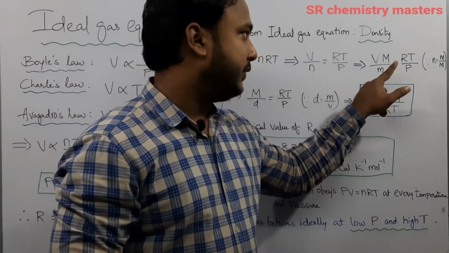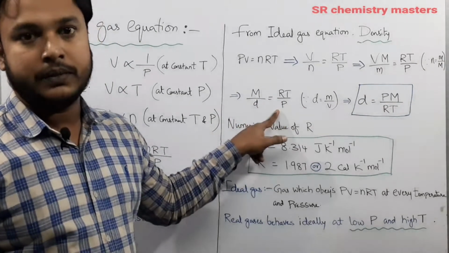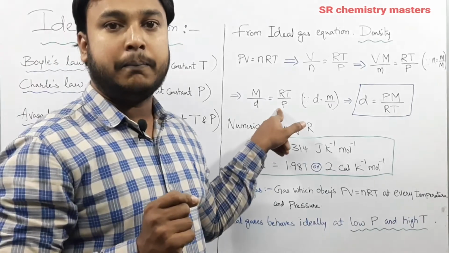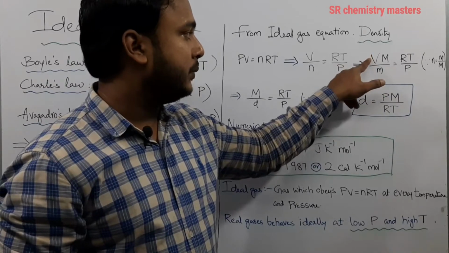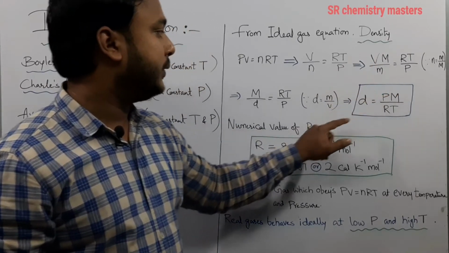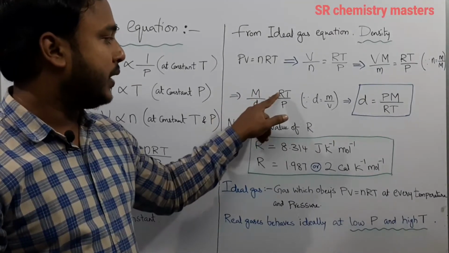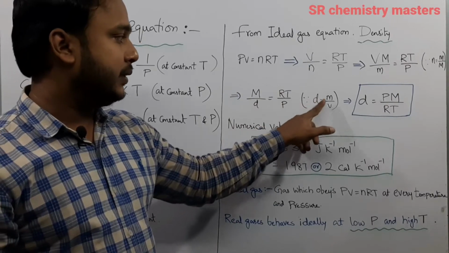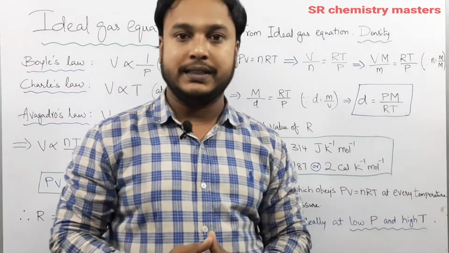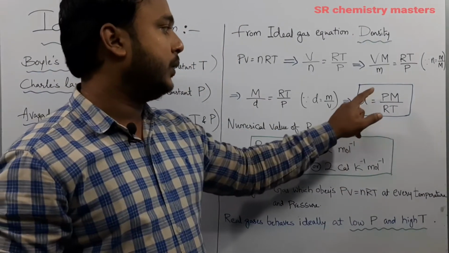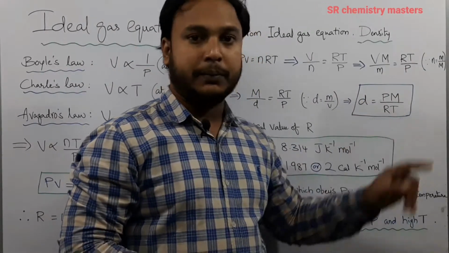On further simplification of this, we get M by D is equal to RT by P. As you all know, density is nothing but mass per unit volume. If you see here, this is the mass and this is the volume. If you remove both of these, we get D on the denominator side. M by D is equal to RT by P, since density is equal to mass by volume. On further simplification, we get the formula for density: density is equal to pressure into molar mass by universal gas constant into temperature.